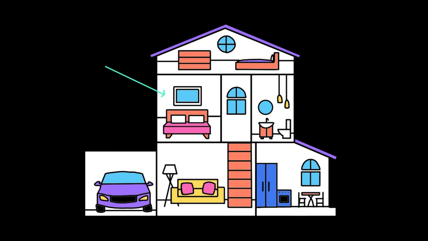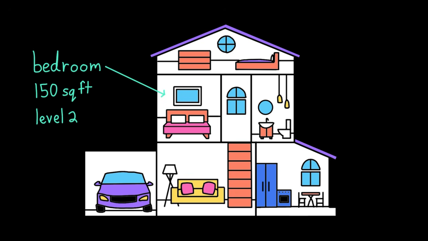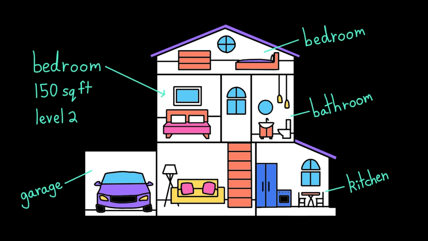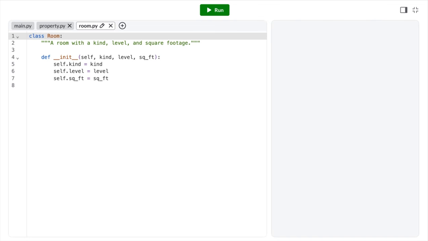Each room keeps track of its own information, like its kind, its square footage, and its level. The property can then use its rooms to calculate stats that buyers care about, like the total square footage or the number of bedrooms. Let's start by modeling those two classes, a property and a room.